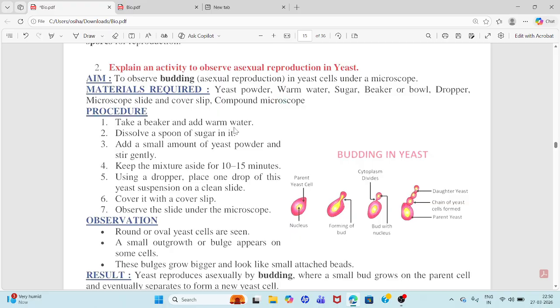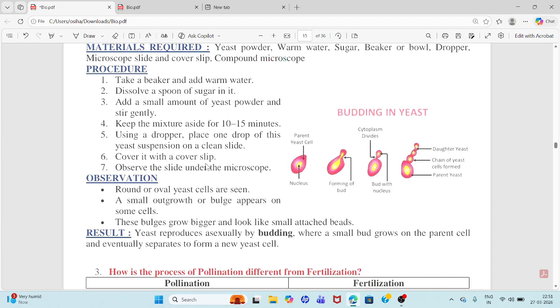Procedure. Take a beaker and add warm water. Add a spoon of sugar. Sugar you need to dissolve. You have to add a small amount of yeast powder and stir gently. Keep the mixture aside for 10 to 15 minutes. Using a dropper, place 1 drop of this yeast suspension on a clean slide. Cover it with a cover slip. Seventh point: observe the slide under the microscope.